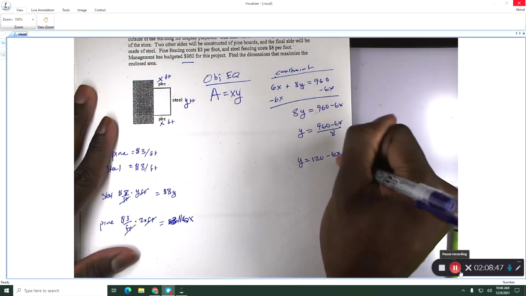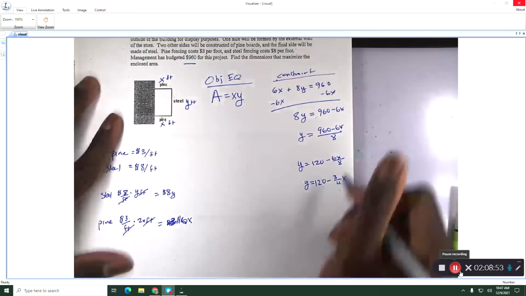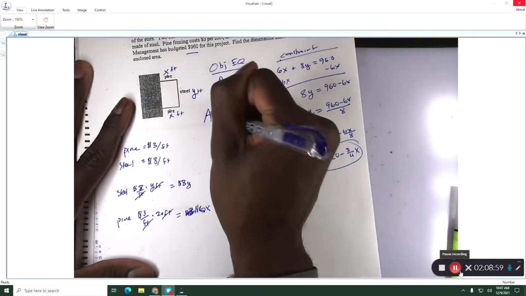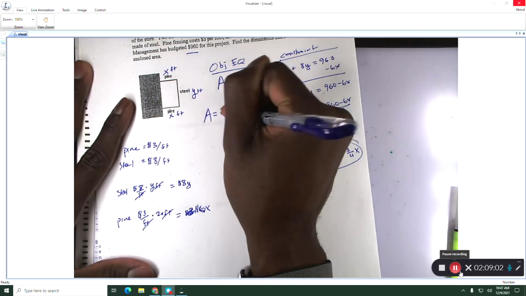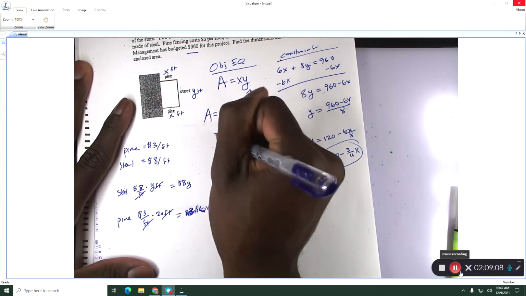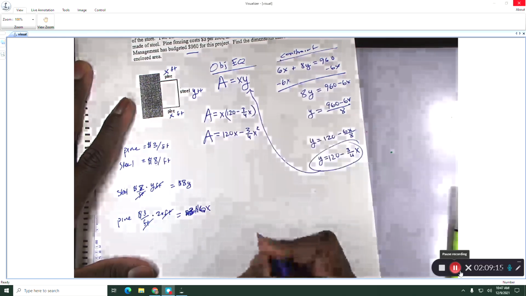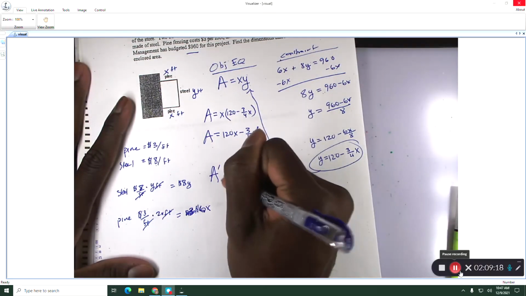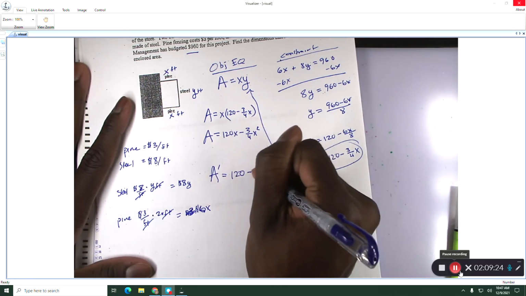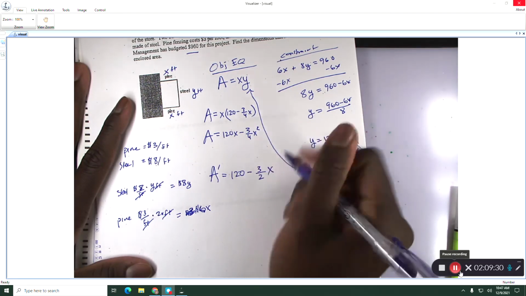Minus 6x over 8, y is equal to 120 minus 3/4 x. I then take this, and I'm going to plug it into my objective equation. My area is equal to x times 120 minus 3/4 x, which equals 120x minus 3/4 x squared. In order to maximize this, I'm going to find the derivative of this area function, which is 120 minus 2 times 3/4 will give us 3 over 2 x.